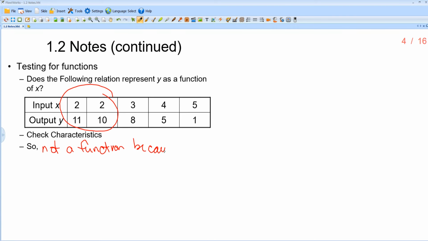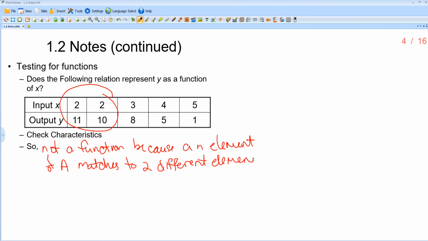because an element of A matches to two different elements of B. Again, it's actually not new. You've seen it before. You just haven't seen it necessarily written out like that.